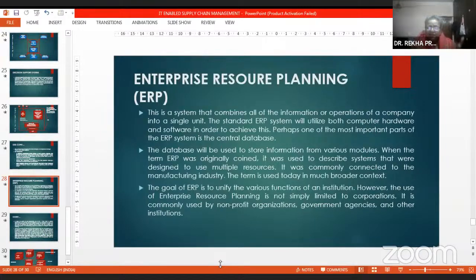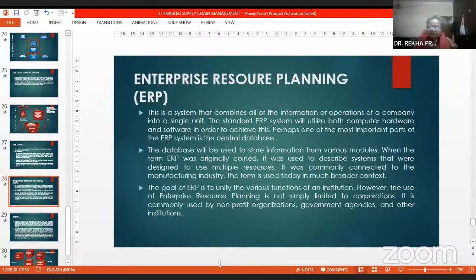Similarly, in an organization you basically have four functional areas: finance, HR, marketing, and operations. The objective is the same: the well-being of the organization, the profitability of the organization, increasing the productivity of the organization, and these four work together. So enterprise resource planning integrates everything.